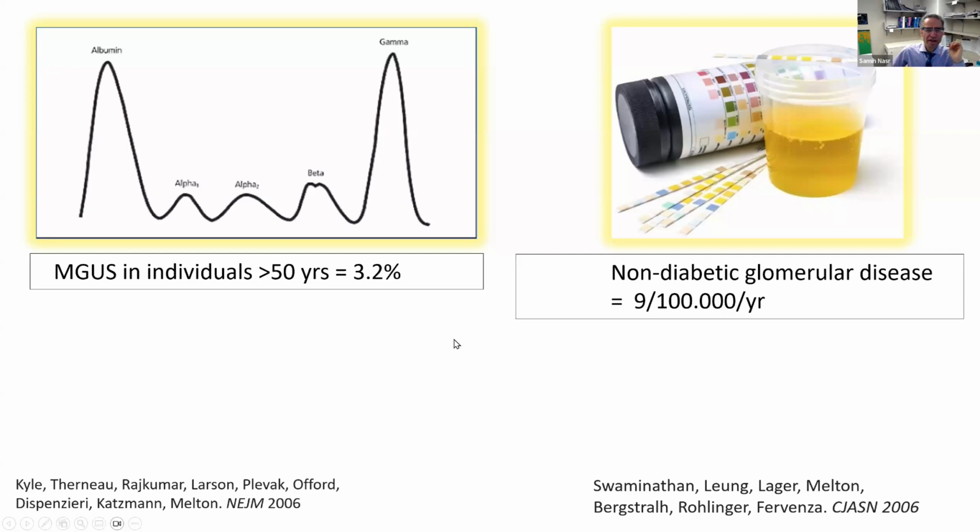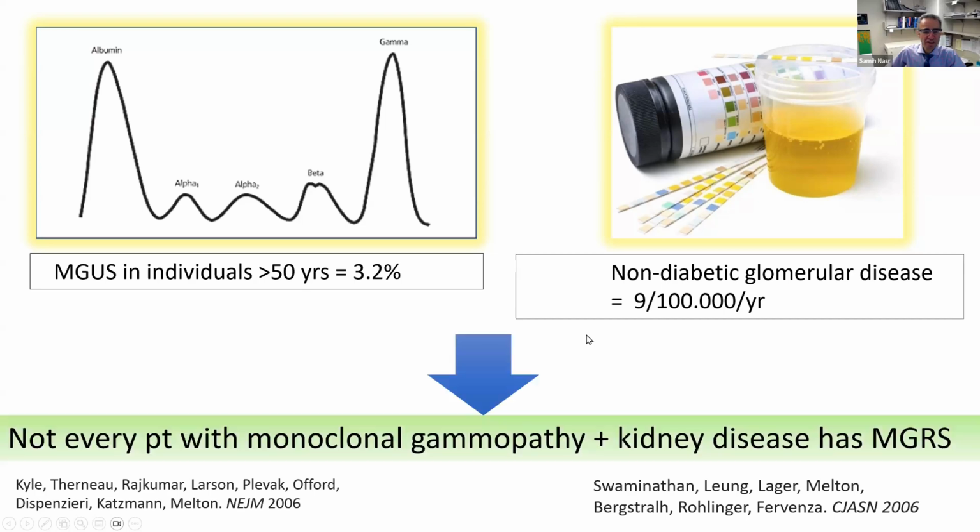So this is an old epidemiologic Mayo Clinic study done on the population of Olmsted County that found the incidence of MGUS in individuals above the age of 50 to be about 3%, which jumps to about 8% in men older than the age of 80. This is another study on the same population that found the incidence of non-diabetic glomerular disease to be 9 per 100,000 per year. So these two conditions can coexist coincidentally in the same patient, and not every patient with monoclonal gammopathy and kidney disease has MGRS.